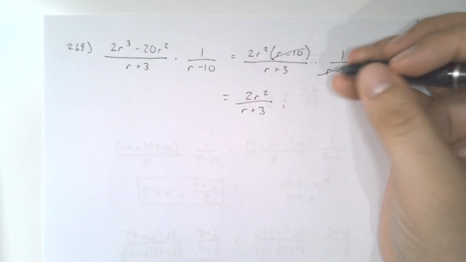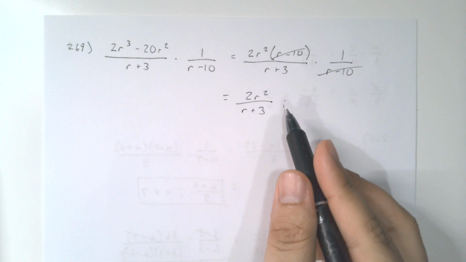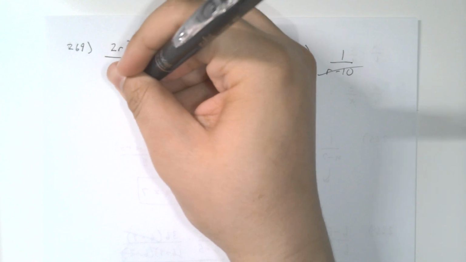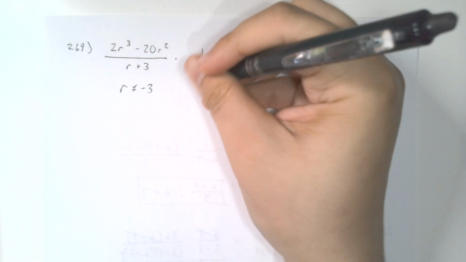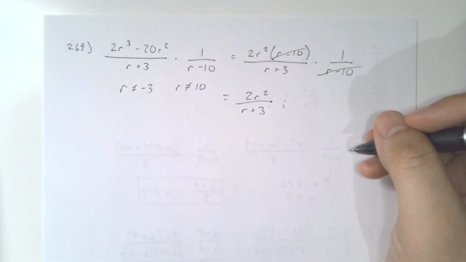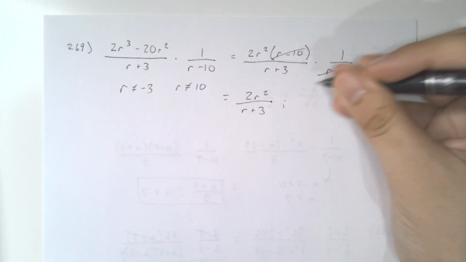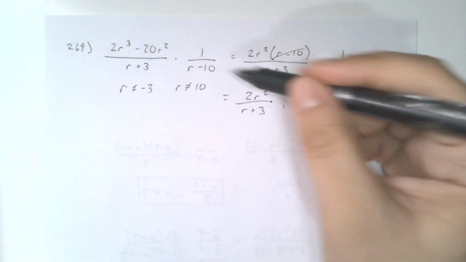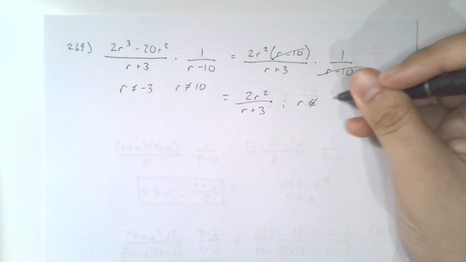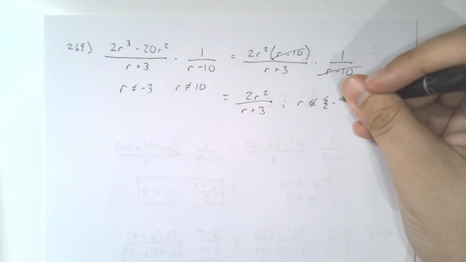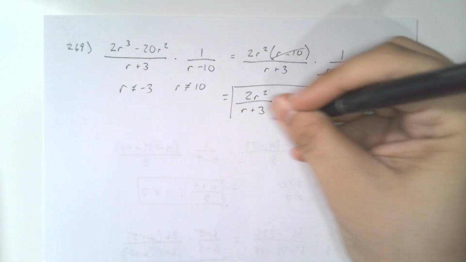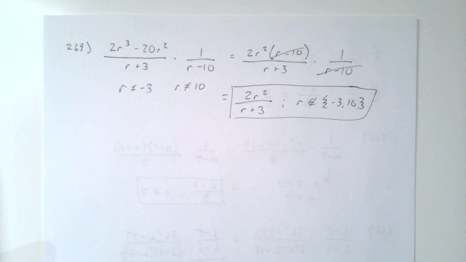And so now we just need to make sure we're not dividing by 0. Well, from this plus 3 and this minus 10, r can't be equal to negative 3. And over here for the minus 10, r can't be equal to positive 10. So we say that this is our final answer. All of this simplifies to this, but r cannot be an element of negative 3, 10. And so this is our final answer.